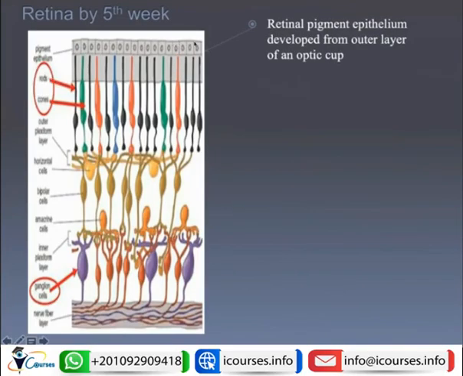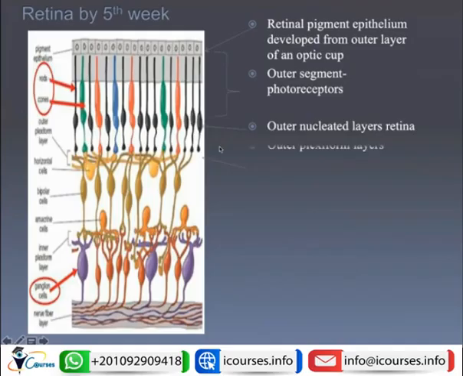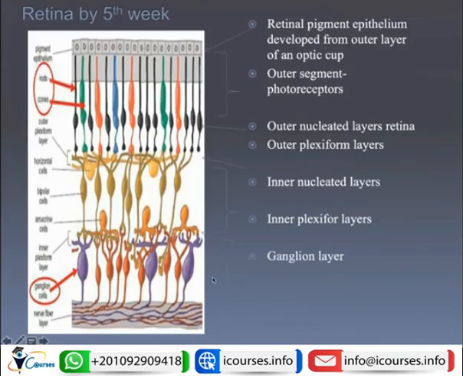The retinal pigment epithelium will be derived from the outer layer of the optic cup, while the neurosensory retina will be derived from the inner layer of the optic cup, formed by the outer segment and the photoreceptors, outer nucleated layer of the retina, then outer plexiform layer, then inner nucleated layer, which is formed by the horizontal, bipolar, and the amacrine cells, then the inner plexiform layer, then the ganglion cell layer, and finally the nerve fiber layer.